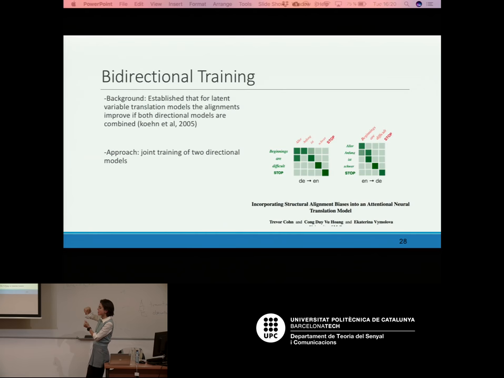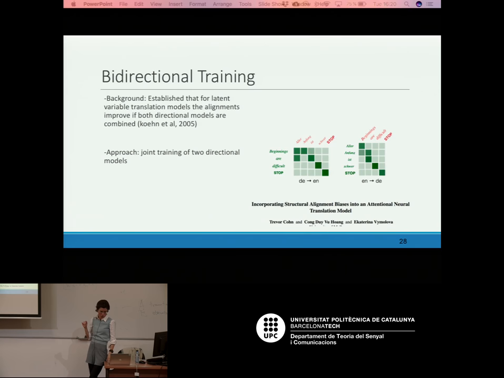So in the previous approach, what we did was having the word alignment from source to target, and training the word alignment from target to source. So here it's doing the same with attention, no? You do your attention from source to target, and your attention from target to source. So you have the alignments in both directions. And you can learn from both directions. That's the idea.